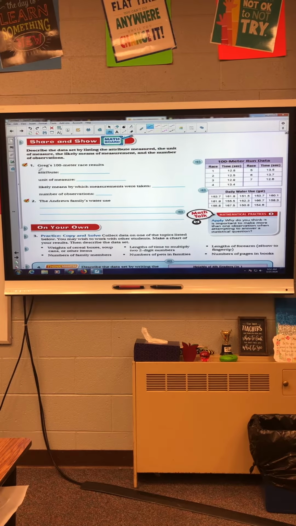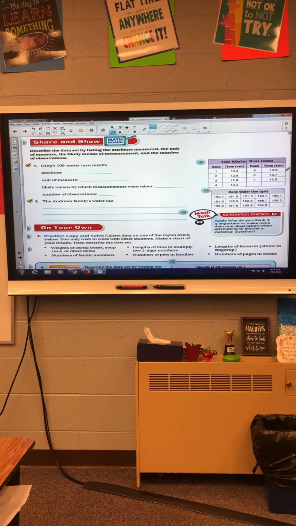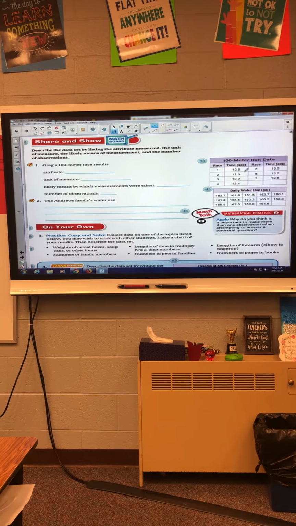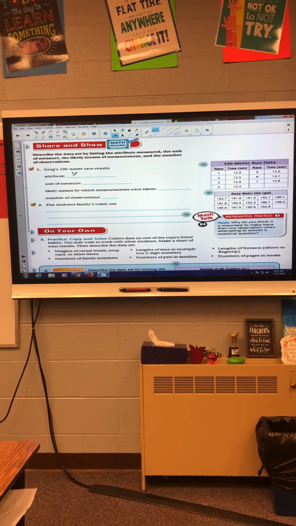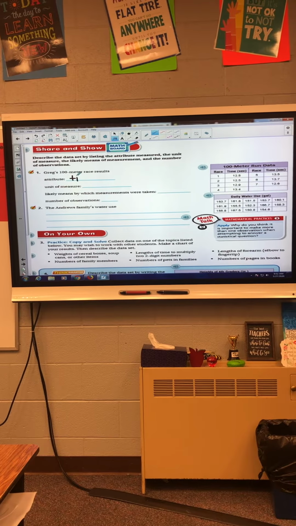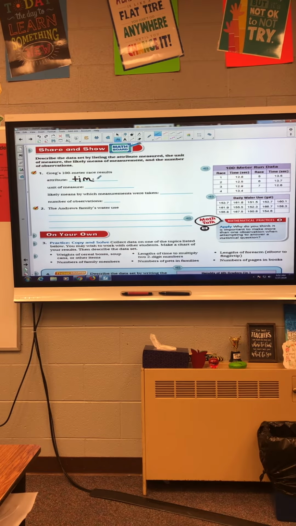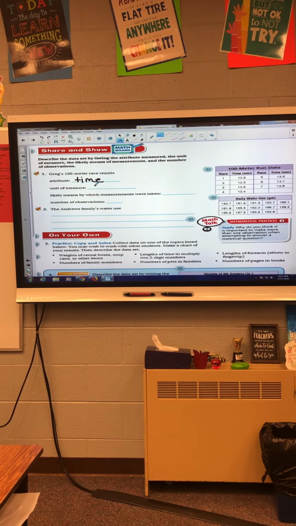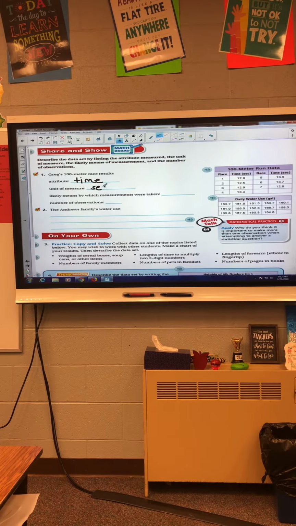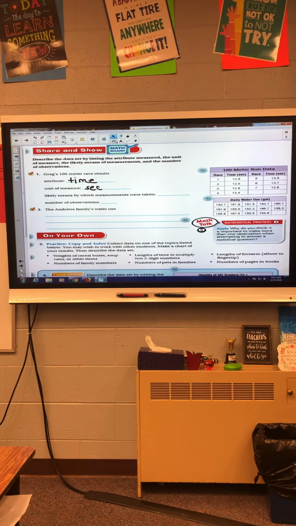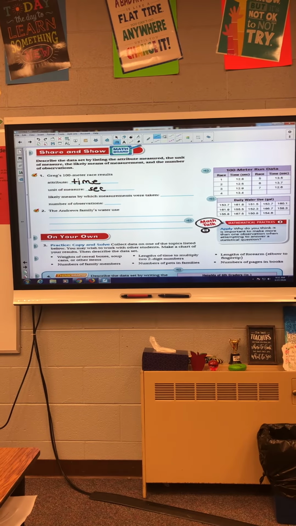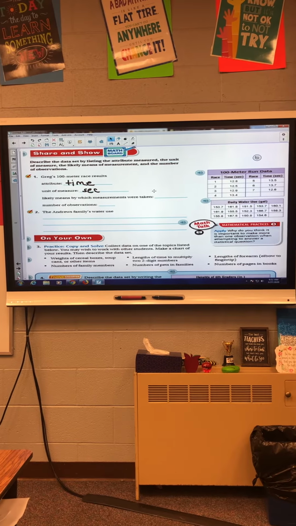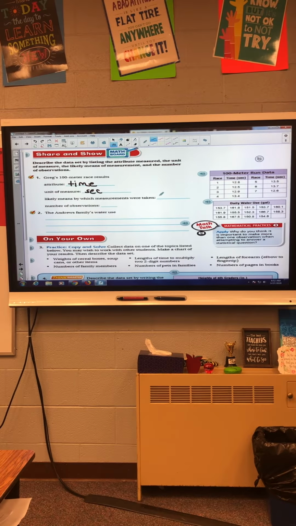So here's Greg's 100-meter race results. So what are they measuring? Well, they measured the time it took him to run each race. The unit of measure, they measured it in seconds. How do you usually time something? Well, I usually use a stopwatch.